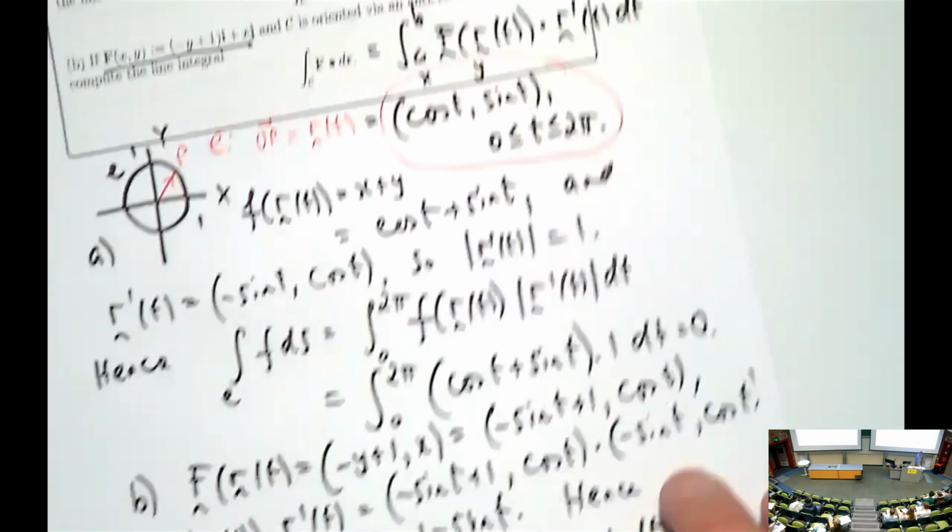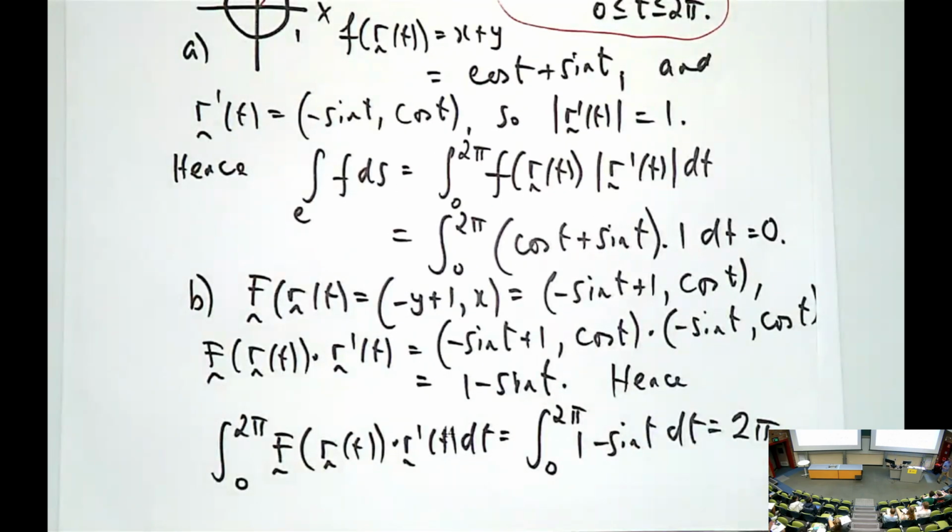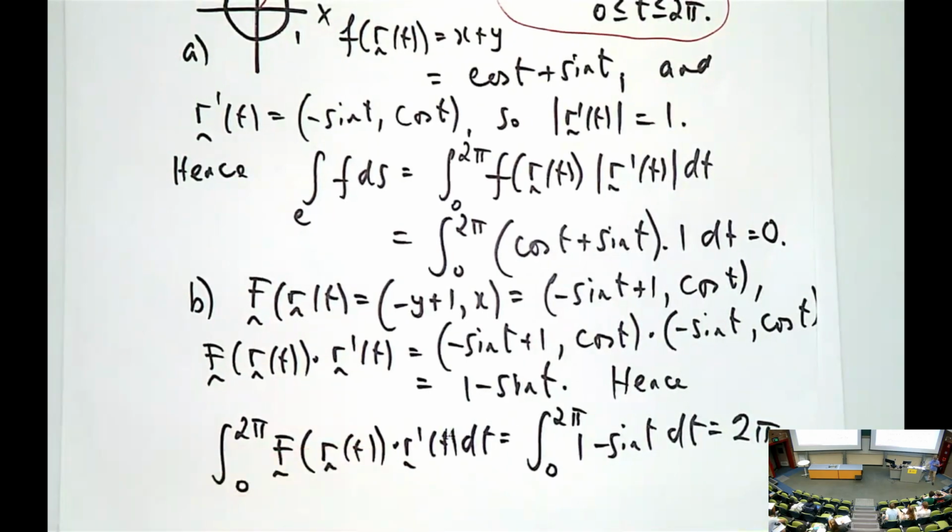Notice we get numbers for both of our answers, not vectors, numbers, as you would expect for something with a dot product in it. Yeah? More questions?